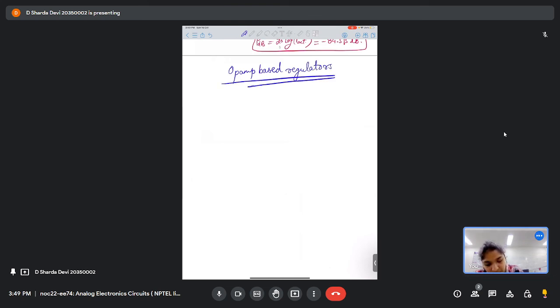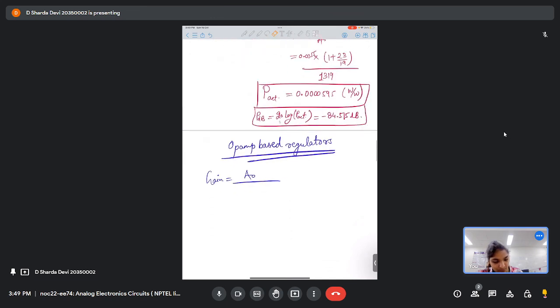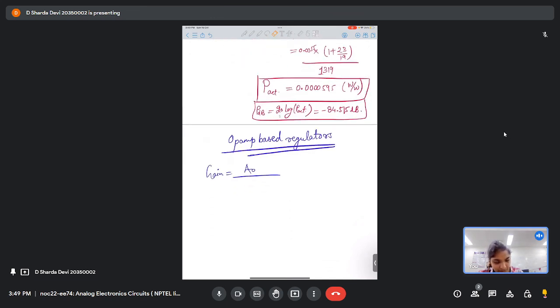we observe that the gain becomes A naught upon 1 plus A beta. So like here, talking about power supply gain only, it became P naught upon A beta, or even Z out became Z naught upon A beta, right?